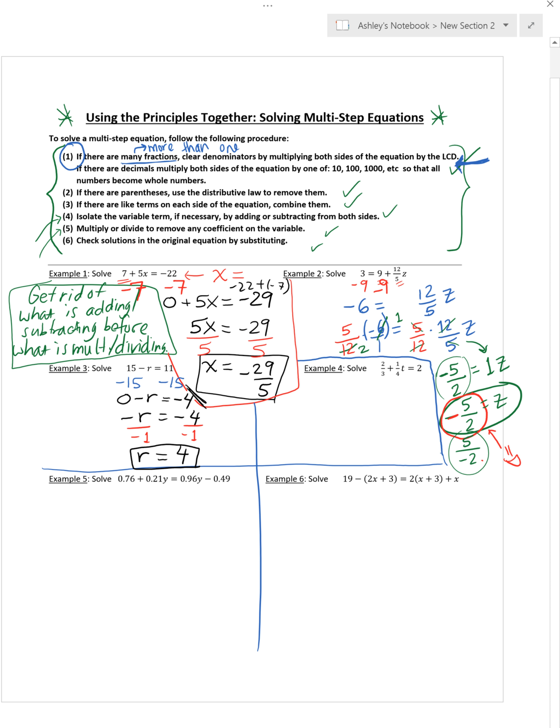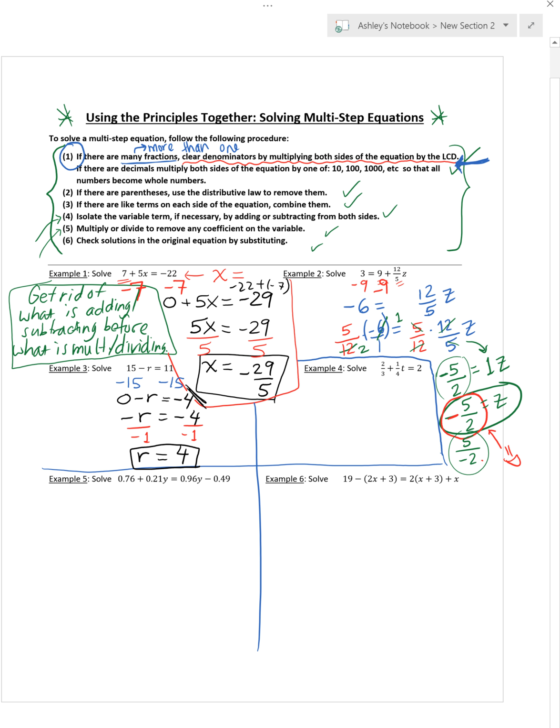It's like it says here, in step 1 up here. If there are many fractions, you can get rid of all denominators by multiplying both sides of the equation by the least common denominator. Because, like we said, as long as you do the same thing to both sides of an equation, then it's a valid move to make. And this one always works. This will clear all your denominators.